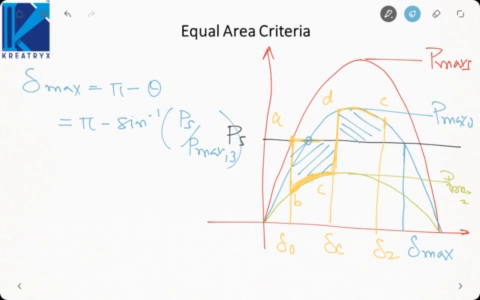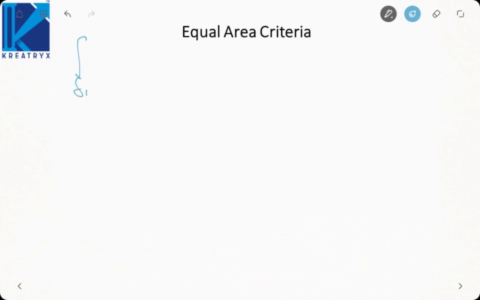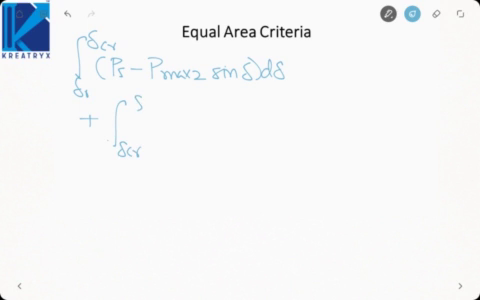Now to determine the critical clearing angle, we will have to add the accelerating and decelerating areas and equate to 0. That is, from delta naught to delta max, we have to integrate PS minus PE d delta and equate it to 0. So we will break it into two parts, delta naught to delta CR. What is PS? PS minus electrical power is P max 2, plus delta CR up to delta max.